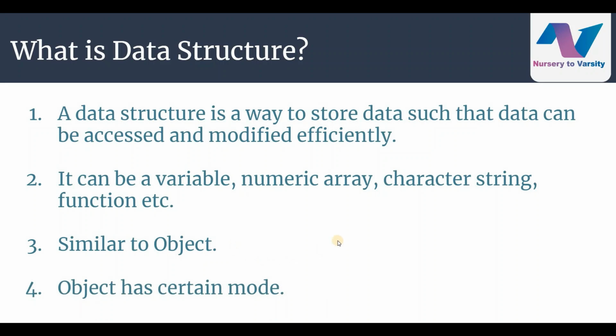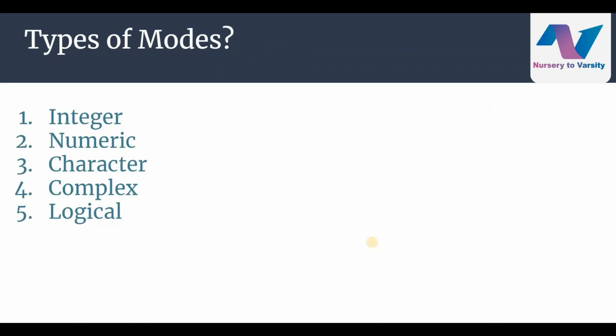Number 4. Objects have certain modes. Now what are the modes? Modes are nothing but data types. So every object has a certain mode. We have 5 different types of modes. Number 1. Integer. In R, to differentiate integers from other numeric values, we use capital L as a suffix.